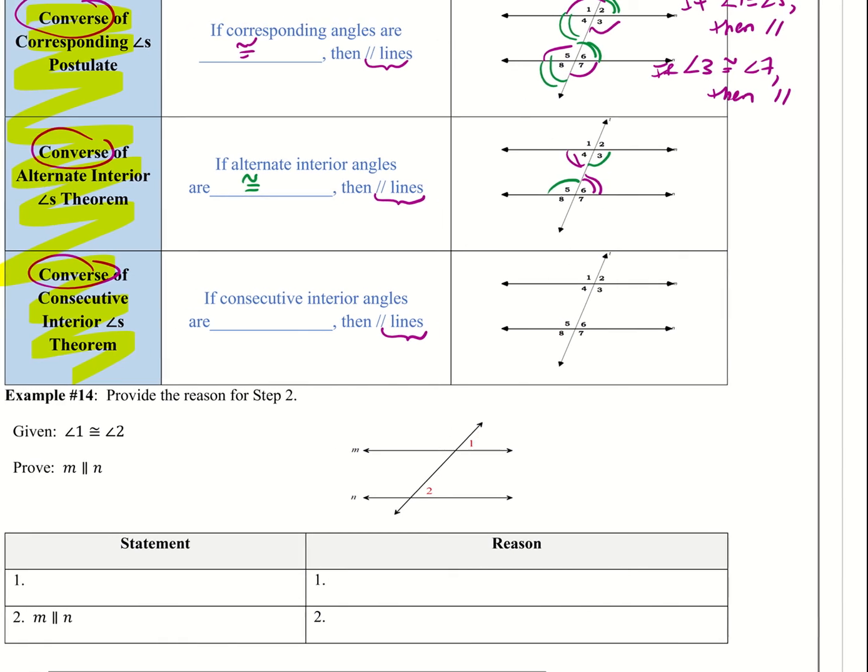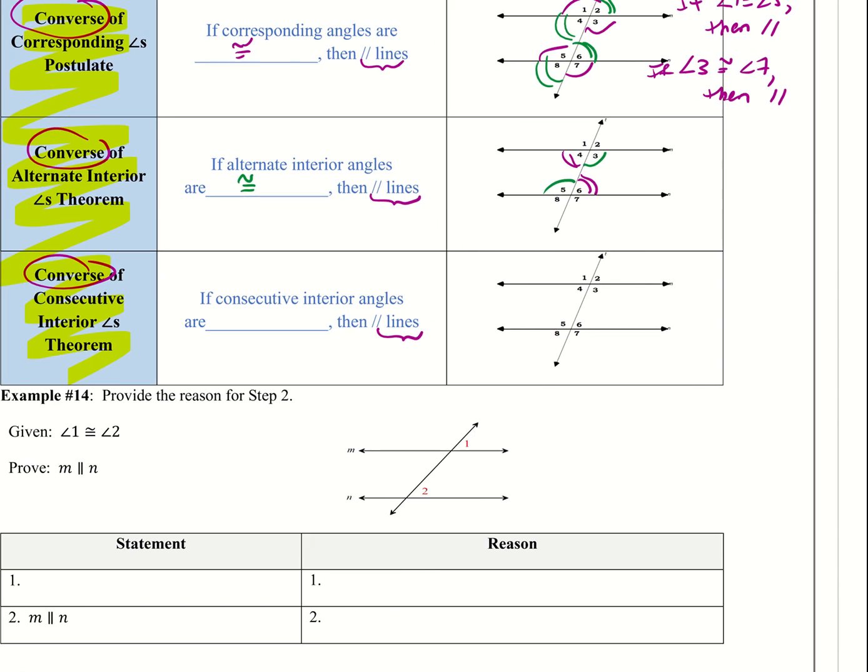The last one here, the last converse, is the converse of the consecutive interior angles theorem. Remember, converse means I'm just reversing the order. So instead of starting with parallel lines, I'm ending with parallel lines. And I have consecutive interior angles, and these consecutive interior angles, they're not congruent. The consecutive interior angles are supposed to be supplementary with parallel lines. And if indeed they are, then that's enough information to know I've got parallel lines.